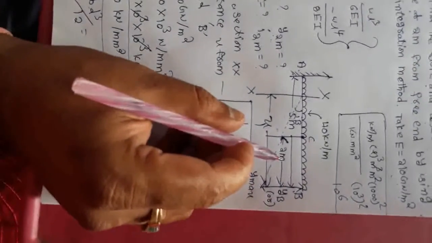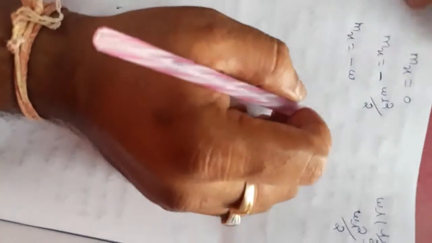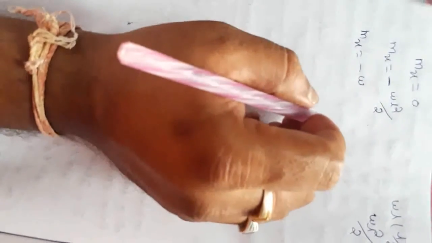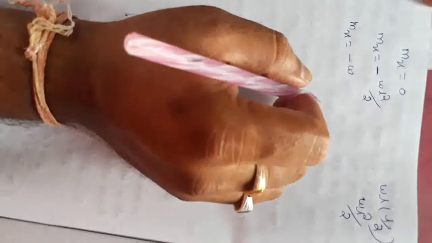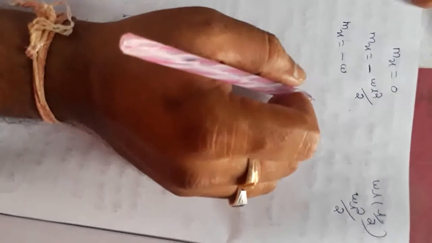So Mx equal to, this is a downward deflection, and downward deflection is nothing but minus. The formula is WL square by 2, but instead of L you can substitute the maximum deflection distance. You don't know where the maximum deflection occurs; after the solution is completed you can get that distance. But initially you can assume that distance as x. So minus W x square by 2.